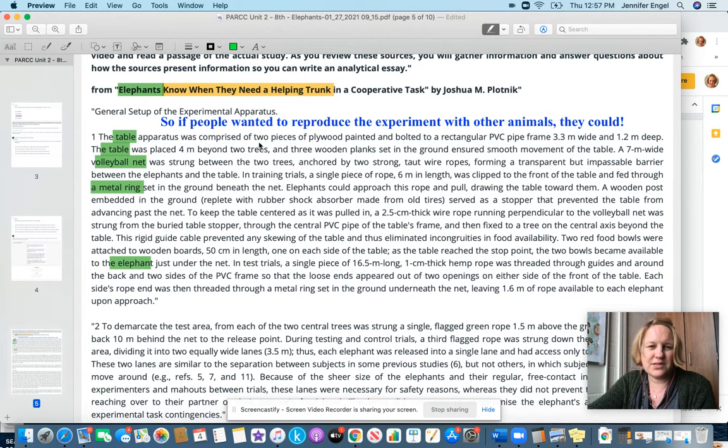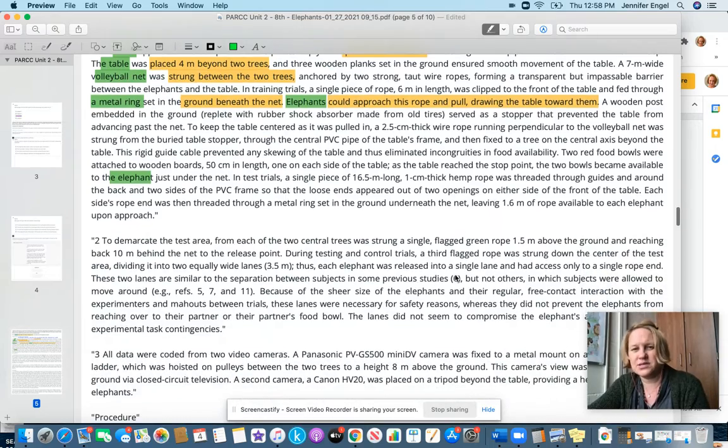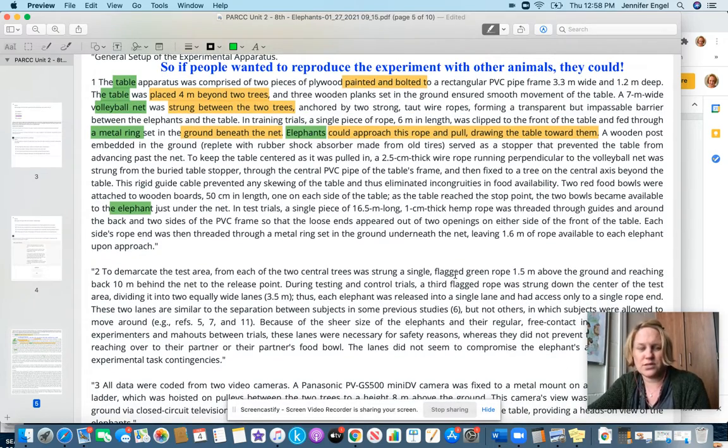The table was painted and bolted. The table was placed between trees. The volleyball net was strung between trees. Set on the ground. Okay, I'm seeing more elephants again, so that the elephants could do what? They could approach and pull the table toward them. Okay, so that's the whole purpose of this apparatus.